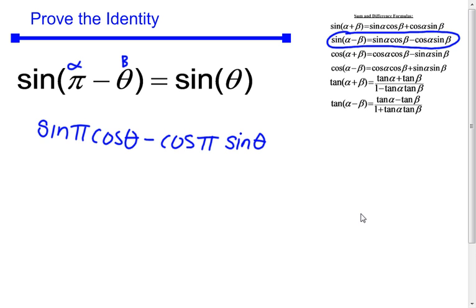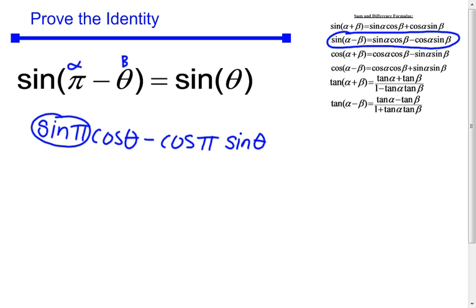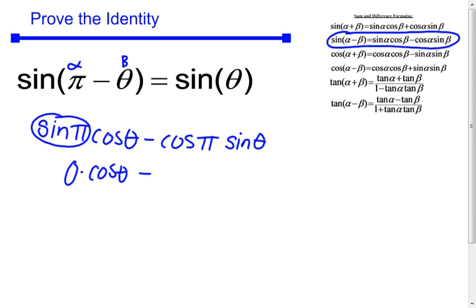Okay? From this point, you need to use your unit circle. So if you don't have those out, you might want to. You're going to go to your unit circle, and you're going to need to find sine of pi. So if you use your unit circle to remind you, pi is over here. Your sine value, of course, is your y value. And at pi, that means my y value is 0. So I'm going to take 0 times cosine of theta. And then I need to find cosine of pi. And of course, cosine of pi is your x value.